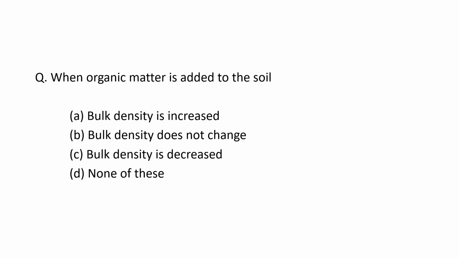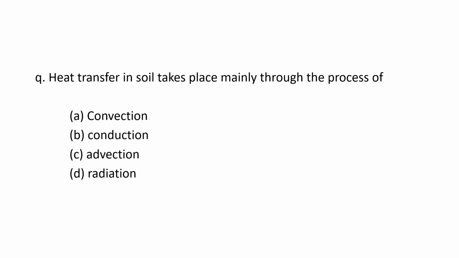Next, when the organic matter is added to the soil, the right option is C, the bulk density is decreased. Diploid variety of apple are option A, self unfruitful, B, self-sterile, option C, self-fertile. The right option is C. Heat transfer in soil takes place mainly through the process of convection, conduction.